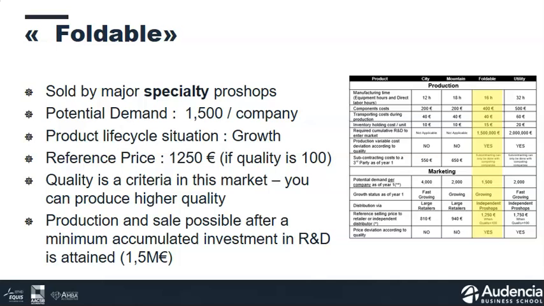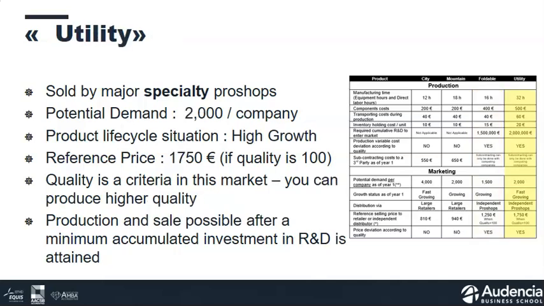So don't forget, if you want to sell more, you may need to increase quality, and that means you need to produce higher quality of foldable bikes. To produce higher quality, you need to have happy employees and machines that are not old. Production and sale is possible only after you've accumulated $1.5 million in investment of R&D.